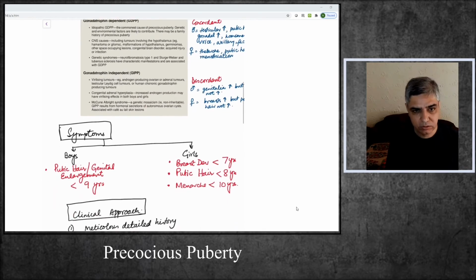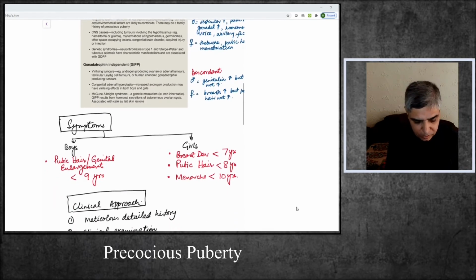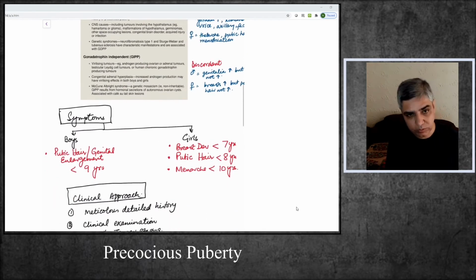Now coming down to the symptoms. What would the symptoms be? Boys and girls have different types of symptoms. In a boy, usually if there is development of the pubic hair, or development of the genital enlargement, whether it's the testes or the penis, at an age less than 9 years, that would be, as I told you earlier, the definition of precocious puberty, and that's how they would present.